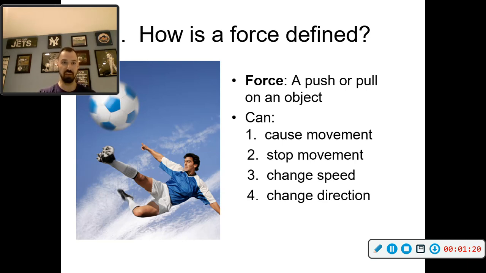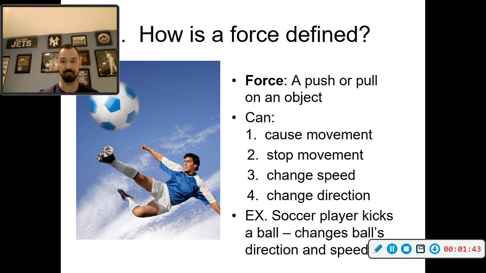We can also change its direction. Sometimes we can do what's called bending the ball. They always say bend it like Beckham, because he can put that amazing curvature on the ball. It's the way you strike the ball and what type of spin you put on it. So a soccer player kicks a ball and changes the ball's direction and speed.